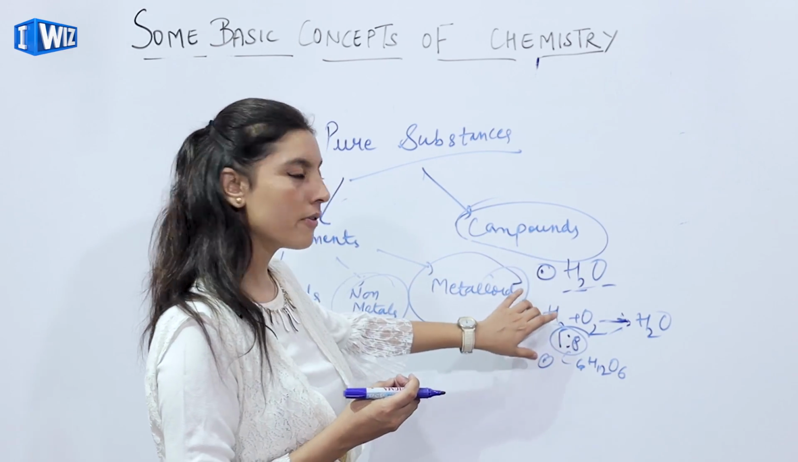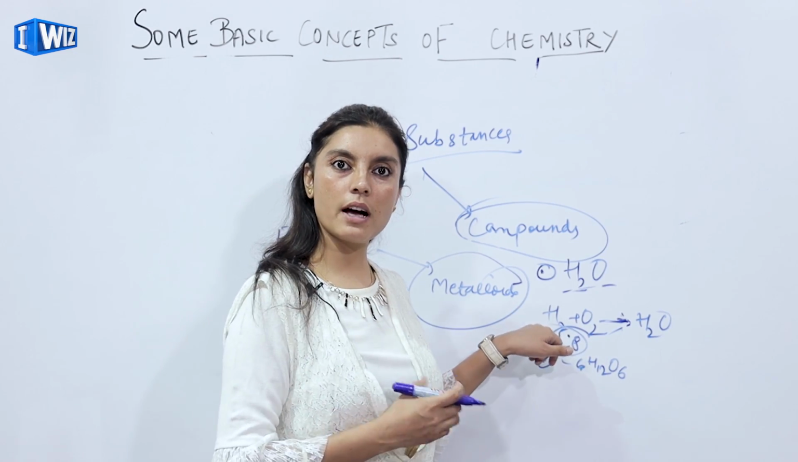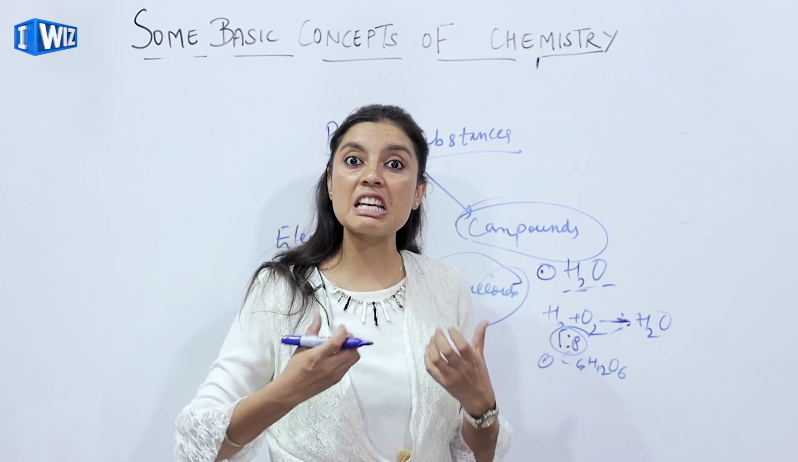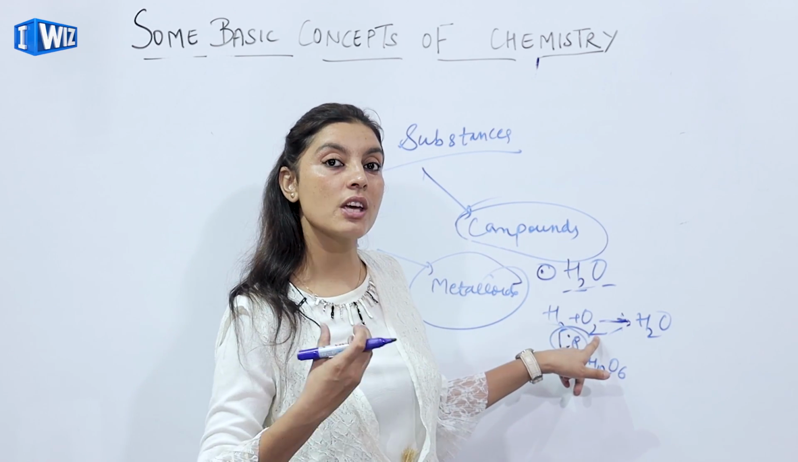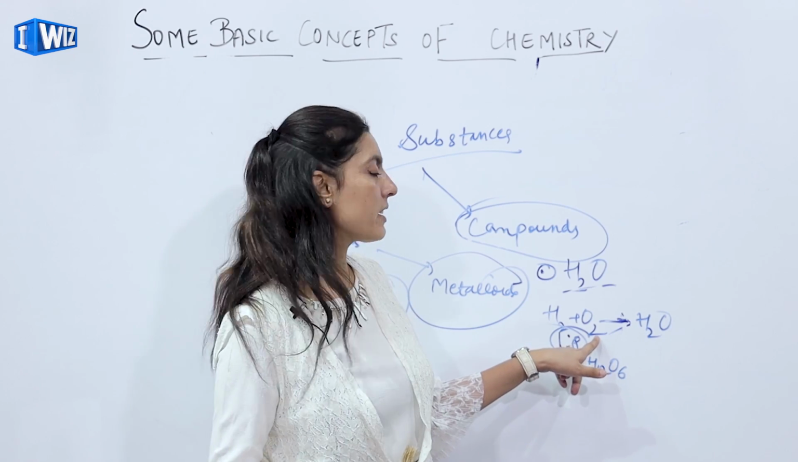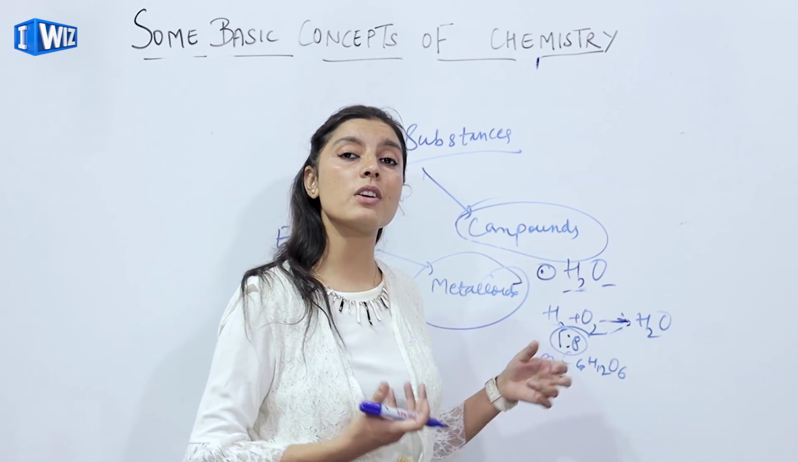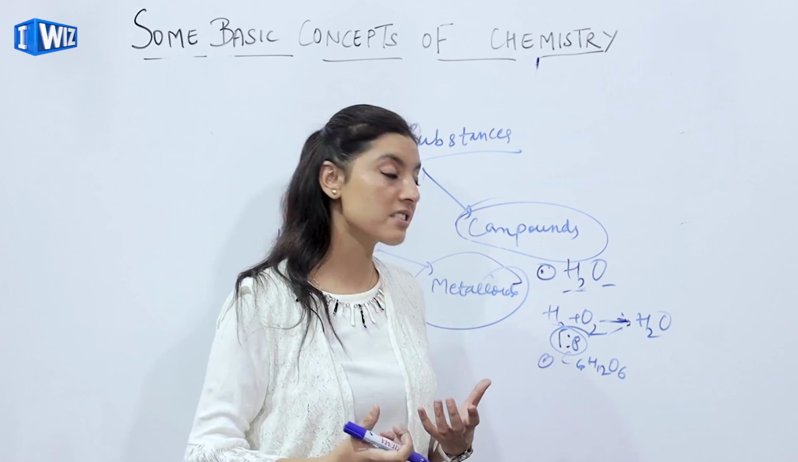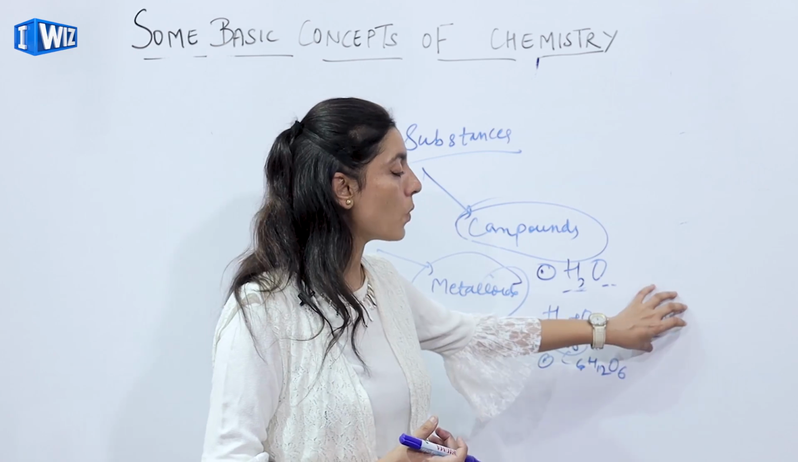Now elements, hydrogen and oxygen. Hydrogen is a gas which is combustible, that easily catches fire. But when I talk about oxygen, it is a gas which helps in combustion. For example, burning of wood, we must have seen it, in that oxygen is very, very important so that it can catch fire. But when these two elements combine together, they give us water.